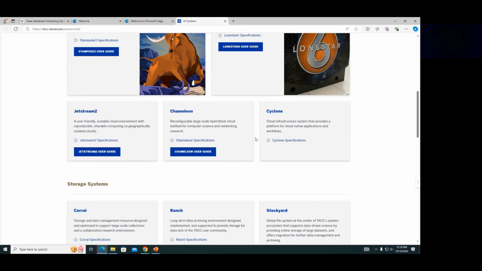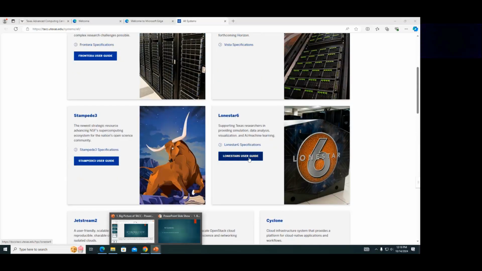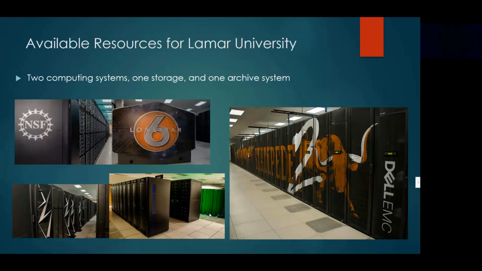Basically, we have two systems for computation. This one is majorly CPU. This one is a hybrid with CPU, and also majorly for the AI machine learning, that is available for us. So two computation systems and two storage systems are available for Lamar.